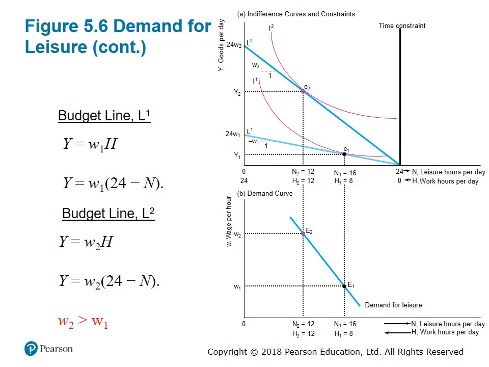At this bundle, Jackie has 12 hours of leisure, and so she works for 12 hours. We can transfer this new optimal bundle to the bottom panel, showing Jackie's demand curve for leisure as before. So when the wage is W2, Jackie has 12 hours of leisure and she works for 12 hours. Connecting these 2 points on her demand curve, we can see that Jackie's demand curve for leisure is downward sloping.